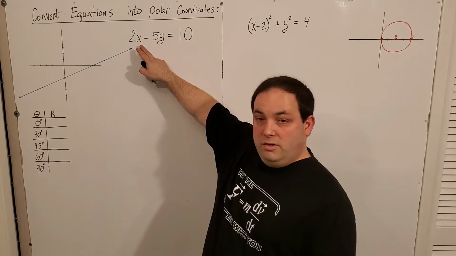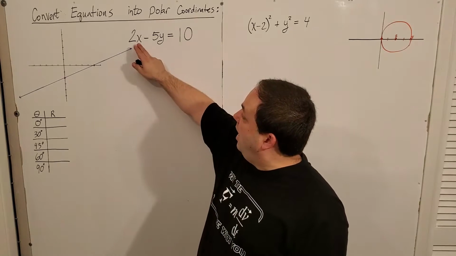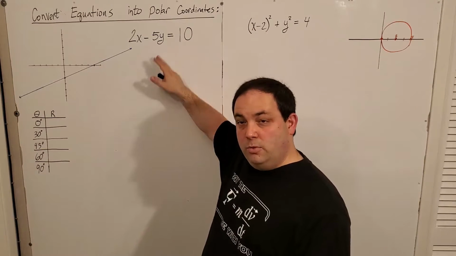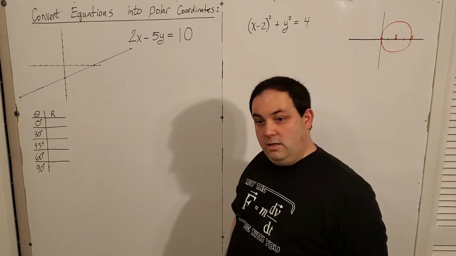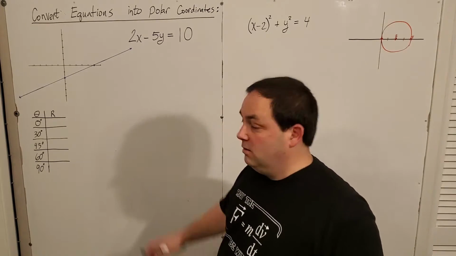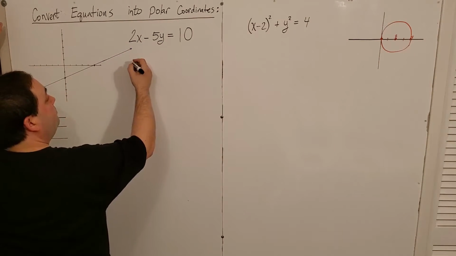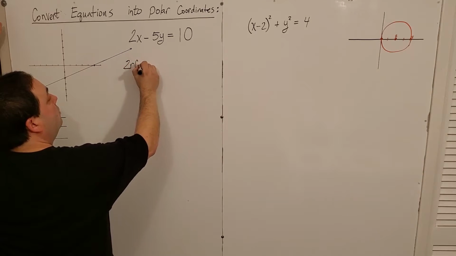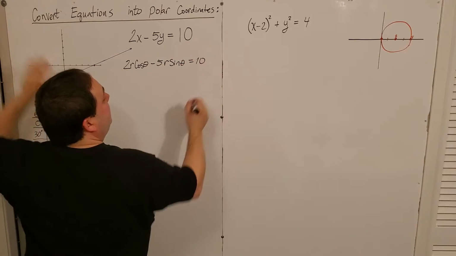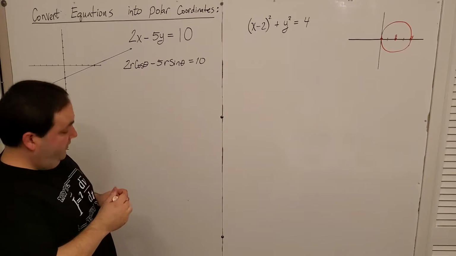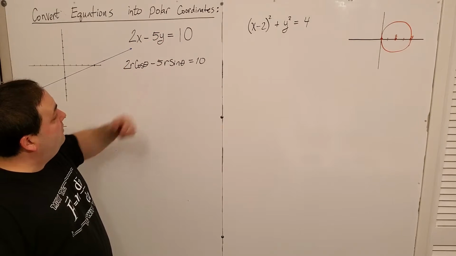Instead of converting with r squared equals x squared plus y squared to go into polar, here I have an x and a y variable, and I know what those are equal to. X is equal to r cosine theta, y is equal to r sine theta. So I'm going to convert it that way. Okay, so look right here. I have 2r cosine theta minus 5r sine theta is equal to 10. Okay, so I'm technically in polar form now. I have converted x and y information into r and theta information.